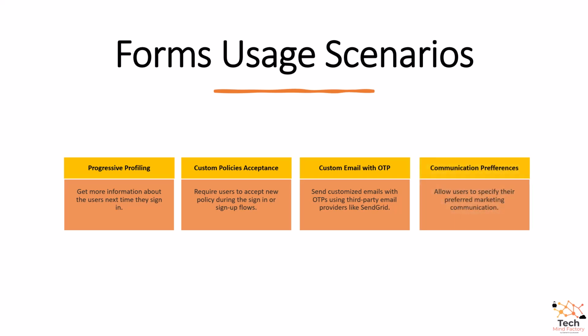And also communication preferences. So we can allow users to specify their preferred marketing communication. We can build this additional step and ask the user, hey, how do you prefer us to contact you, or what are the preferred methods to do it, and so on and so forth. This is also achievable using Auth0 Forms.